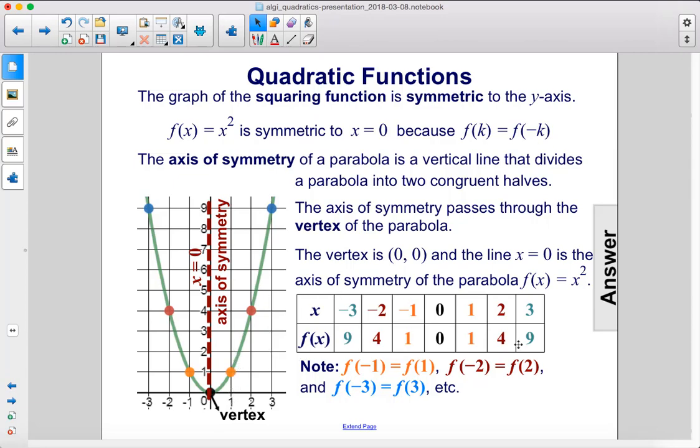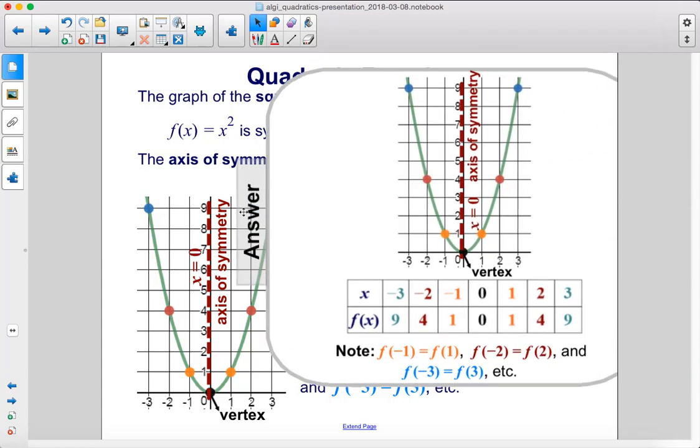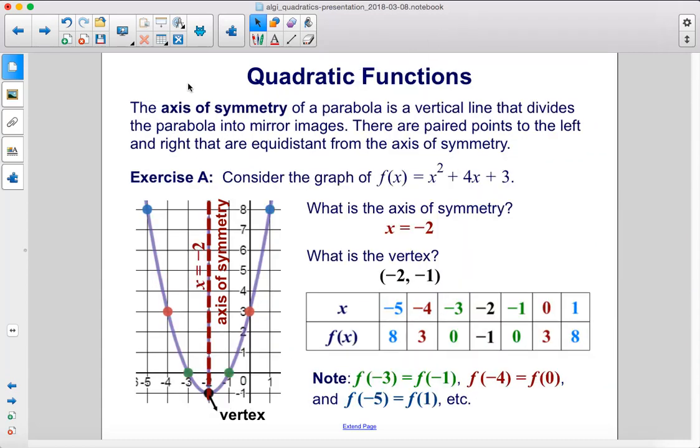Here's a table of data for these points. You can see that on the left side of the y-axis, you have the same y values as on the right side of the y-axis. The axis of symmetry of a parabola is a vertical line that divides the parabola into mirror images, right here. There are paired points to the left and right that are equidistant from the axis of symmetry.